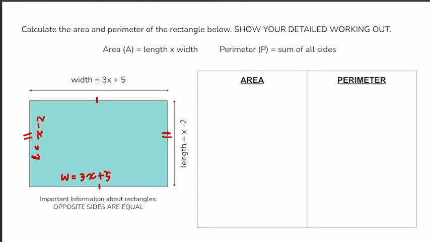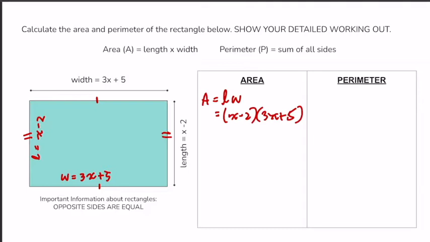So once you have that, all you need to do is to write out the equation. And all you need to do is to substitute the values for length and the value for width as such. Area is equal to length times width. And remember, we studied solve by substitution, okay? Length is x minus 2. Width is 3x plus 5.